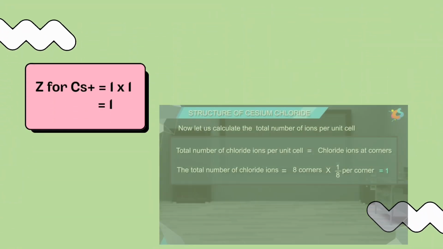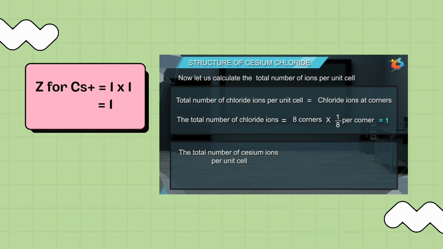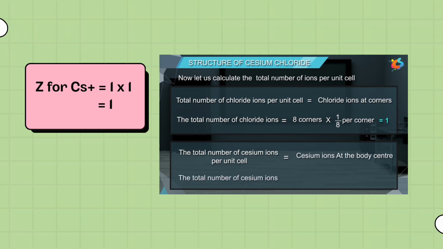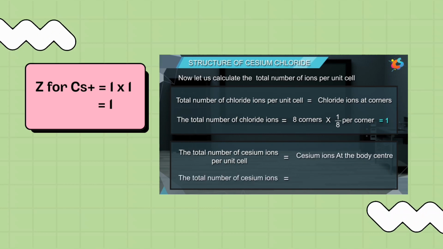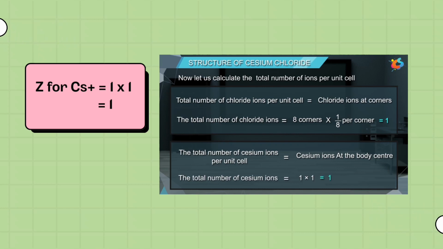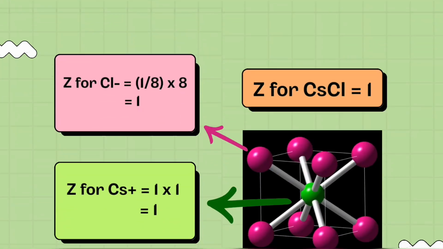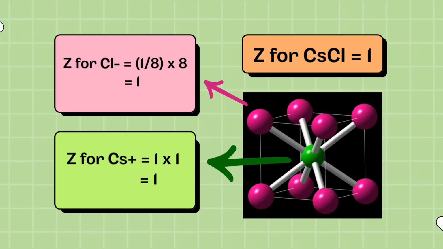For the caesium ion, there is only one caesium ion located at the center of the cube, and the contribution of an ion located at the center of a cube is 1. So its unit formula is equal to 1 because 1 times 1 is 1. Overall, the unit formula for caesium chloride, CsCl, is 1, indicating that each unit cell of the crystal lattice contains one caesium ion and one chloride ion.